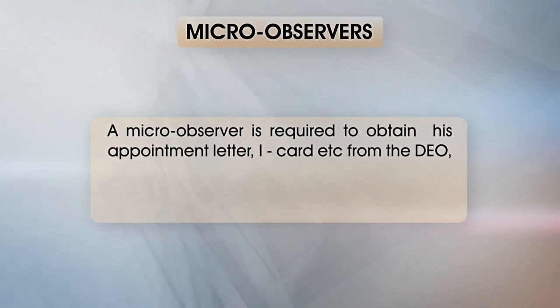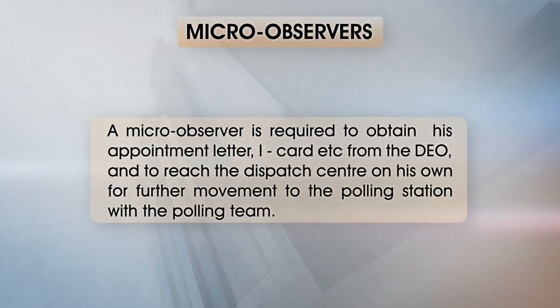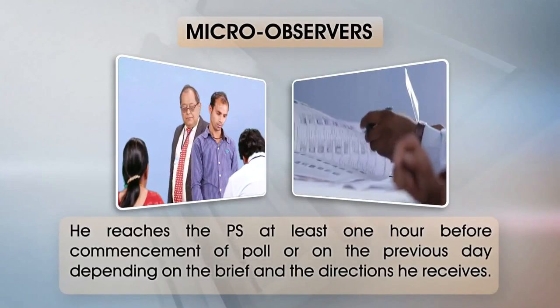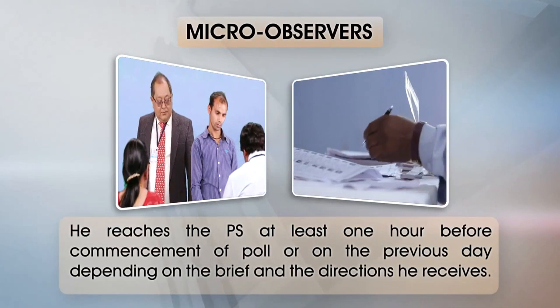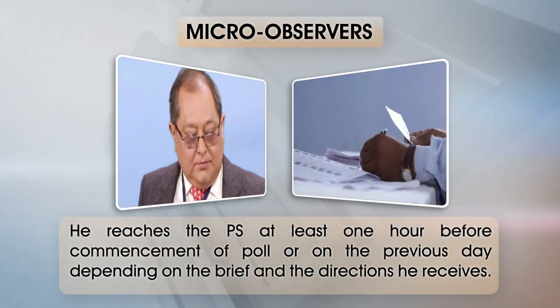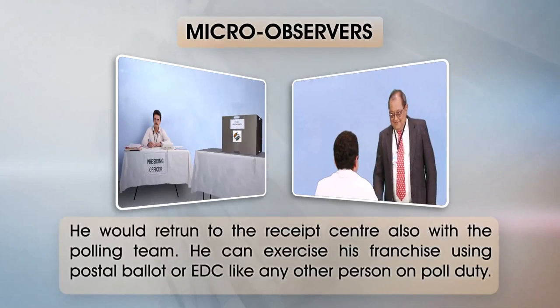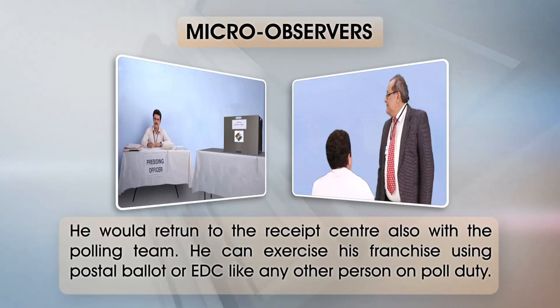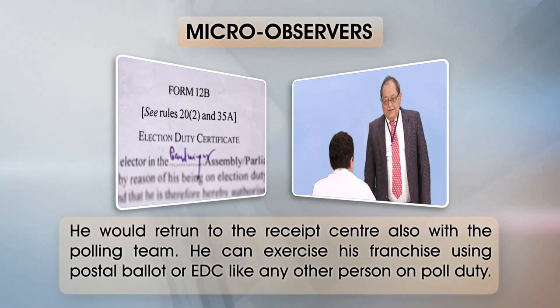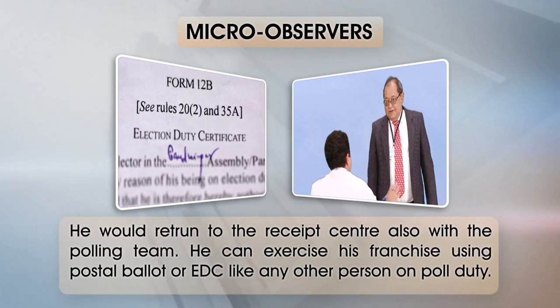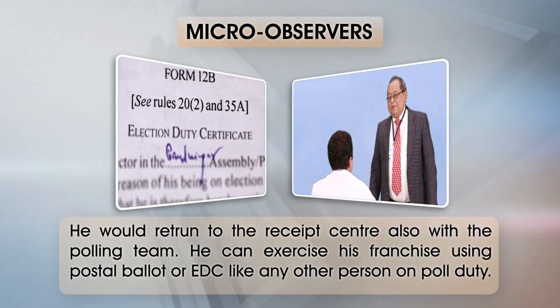A micro-observer is required to obtain his appointment letter, I-card, etc. from the DEO and to reach the dispatch center on his own for further movement to the polling station with the polling team. He reaches the PS at least 1 hour before commencement of poll or on the previous day, depending on the brief and the directions he receives. He would return to the receipt center also with the polling team. He can exercise his franchise using postal ballot or EDC like any other person on poll duty.